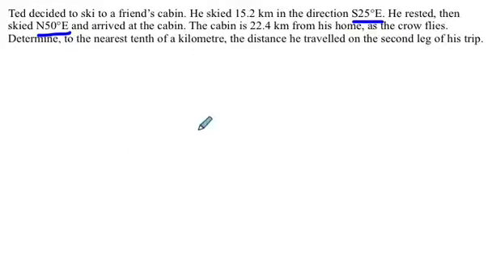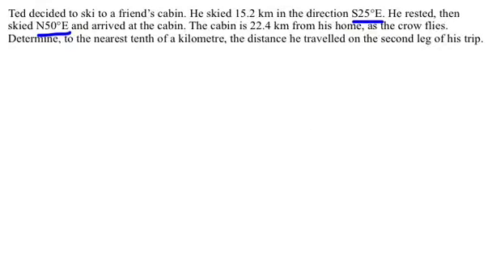So Ted decided to ski to a friend's cabin. He skied 15.2 kilometers in the direction of south 25 degrees east. He rested, then he skied north 50 degrees east and arrived at the cabin. The cabin is 22.4 kilometers from his home as the crow flies. So that's a straight line from where he started to where he finished. Determine, to the nearest tenth of a kilometer, the distance he traveled on the second leg of the trip.